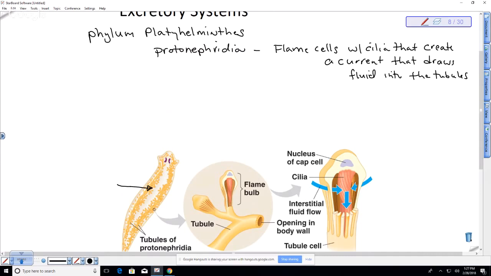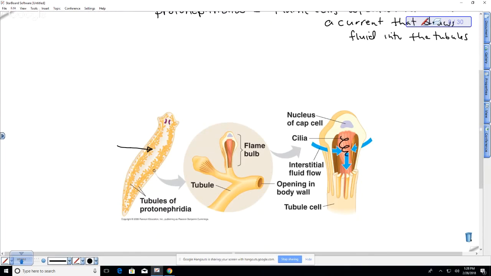And so one way to get rid of that, as well as to get rid of their nitrogenous waste, is to filter that fluid and then get it back out. You can see here that there's a cell that has these cilia, and they whip around and create a current which actually sucks stuff up into the tubules. Then they have these openings in the body wall, and they just pump the fluid back out. And with that fluid goes the nitrogenous waste. Okay. So those are the protonephridia.